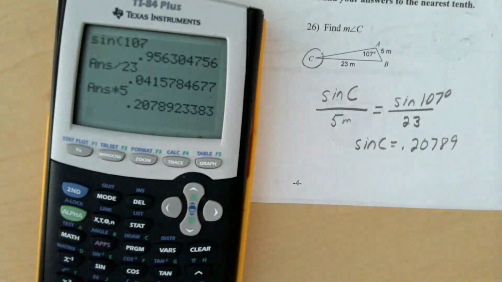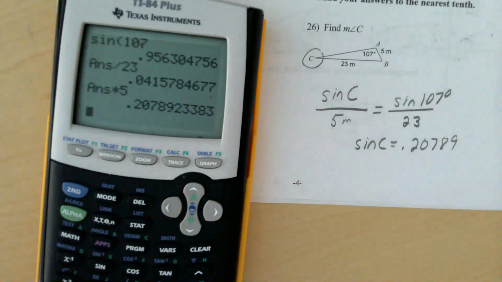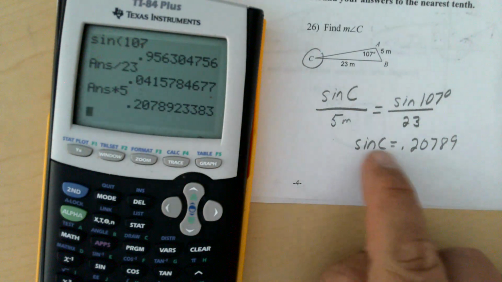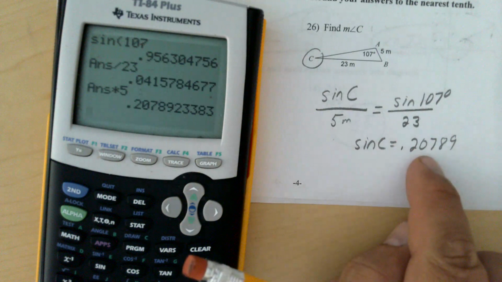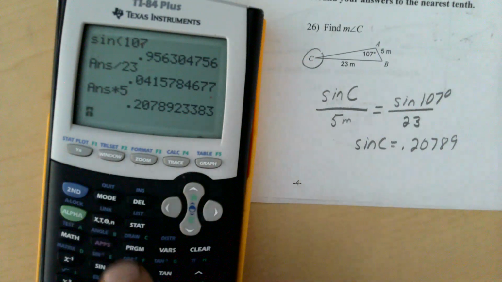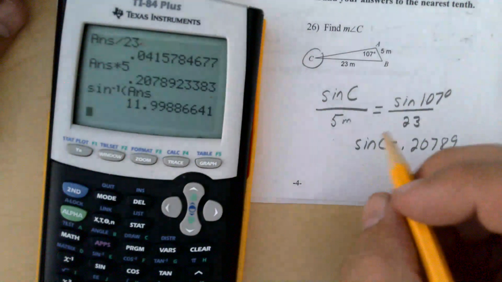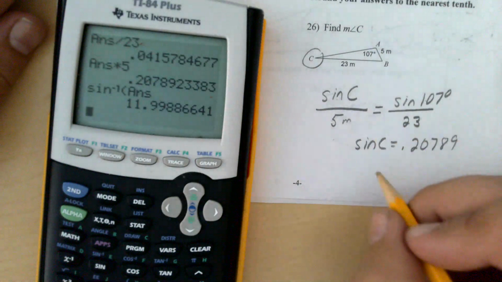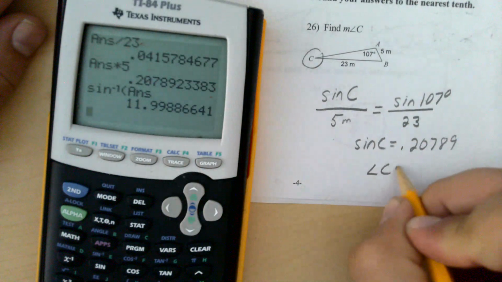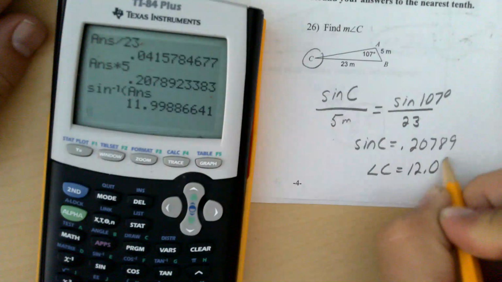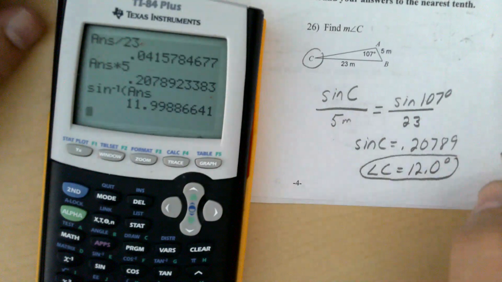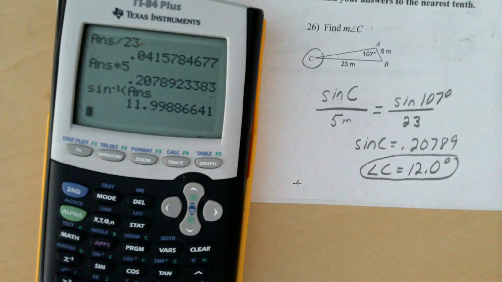And the last move, anytime we're finding an angle, I have to hit second sine, second negative. That goes back to the first page where I'm asking for the sine of some angle equals this ratio. It copies and pastes that previous line, and I can see it's about a 12-degree angle. So angle C is about 12 degrees. That is everything that you need to know.